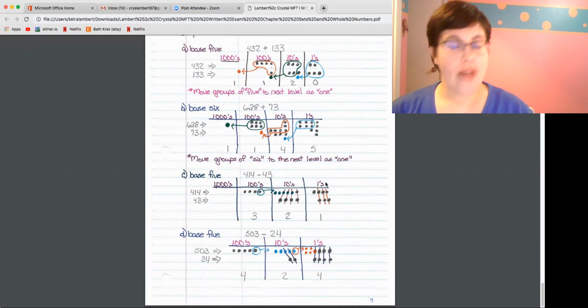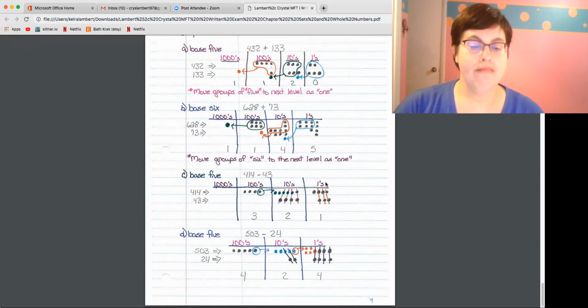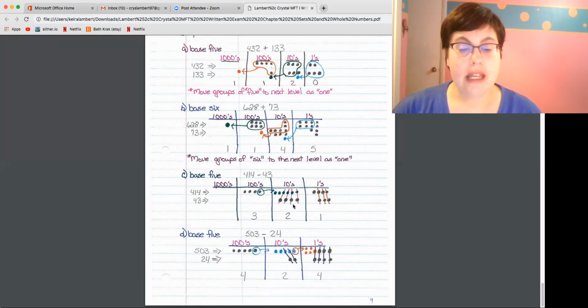We started out the same way. If it's 414, you're going to have 4 hundreds, so 4 dots in the hundreds column, 1 dot in the tens column, and 4 dots in the ones column. You're going to see that's done in pencil, so you can see it's a different color. Then on the bottom row, we have 43, so it's 4 in the tens, 3 in the ones.